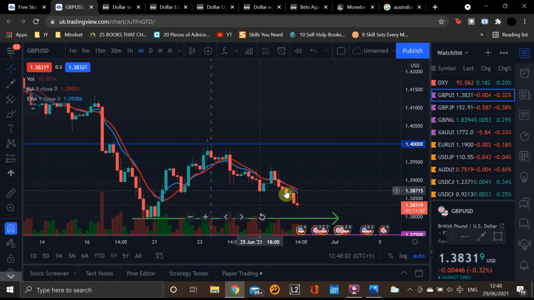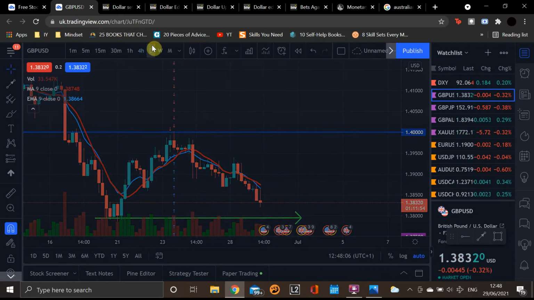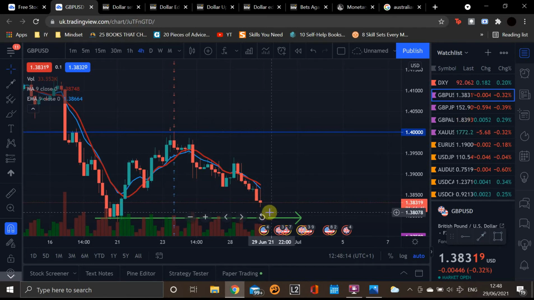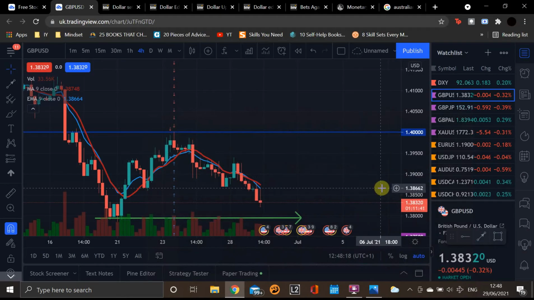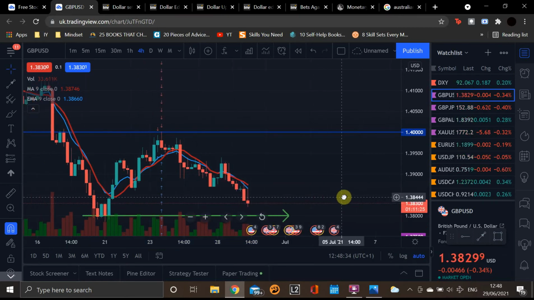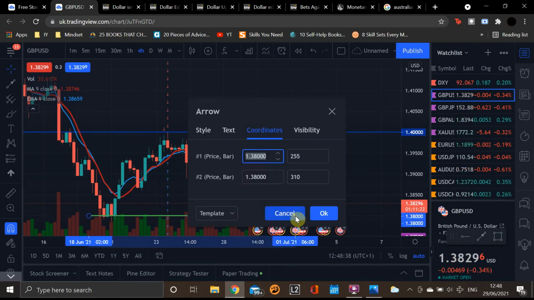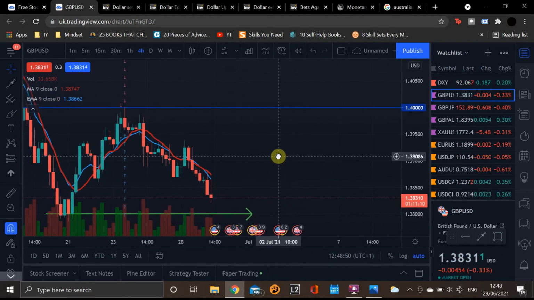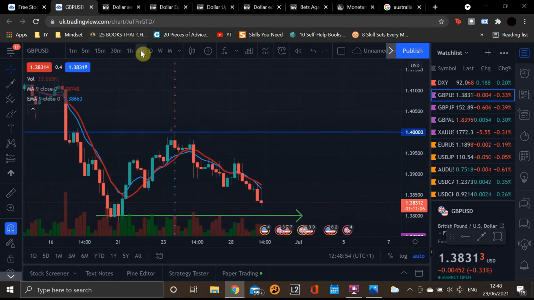But my bias would be short sell, especially if it breaks past this green line. But I think it's gonna touch here, most definitely. Yeah, so that would be my bias.